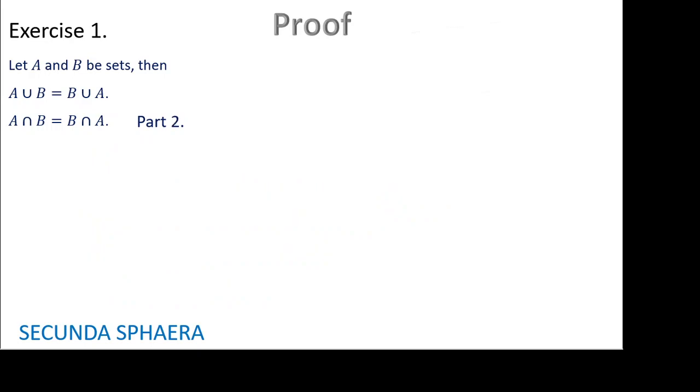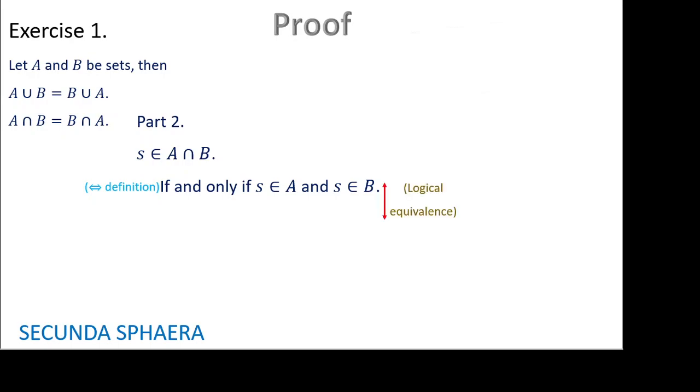Part two is going to be very similar. In this case, we want to prove the equality of A intersection B and B intersection A, and it is also going to be proven by equivalence. So it is fine to start with S in A intersection B, and after this use the definition of intersection. So S in A and S in B, if and only if, after that, it is also going to be used a logical equivalence. So if and only if S in B and S in A.